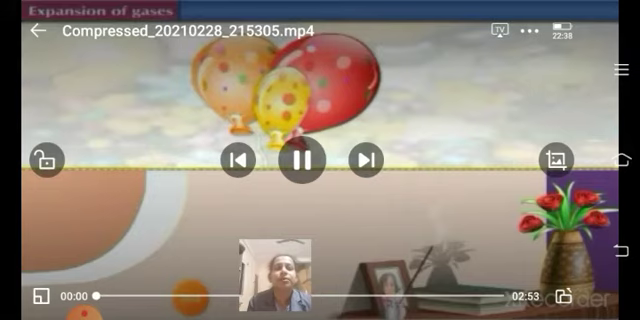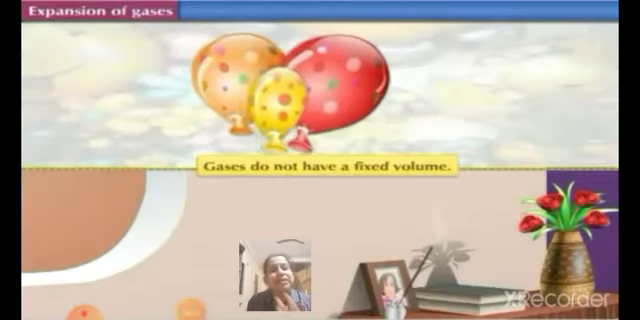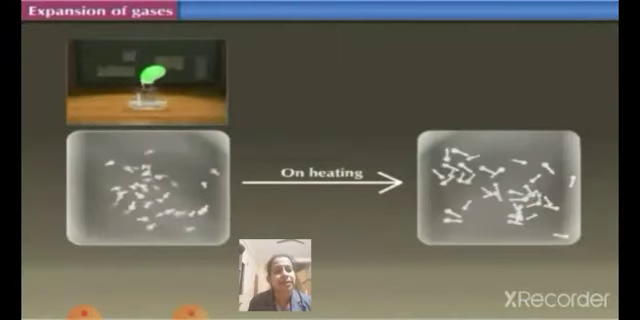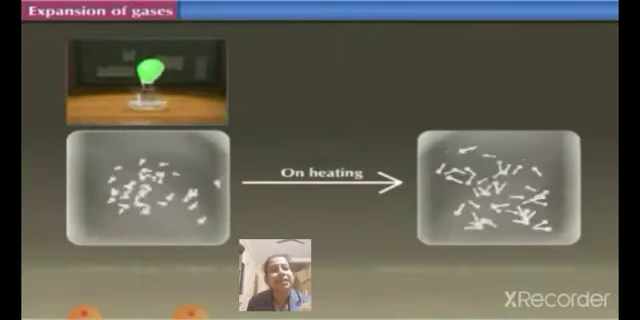So I have mentioned to you that gas neither has shape nor has a definite volume. But it also expands like that of solid as well as liquid. So gases do not have a fixed volume. So they expand on heating. You can see that they expand on heating.